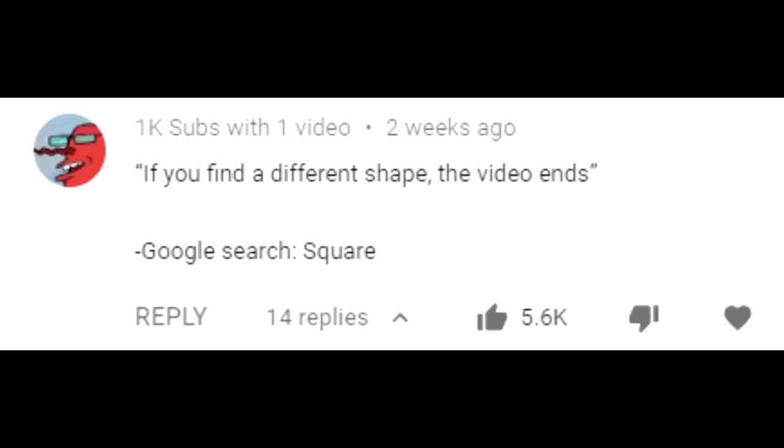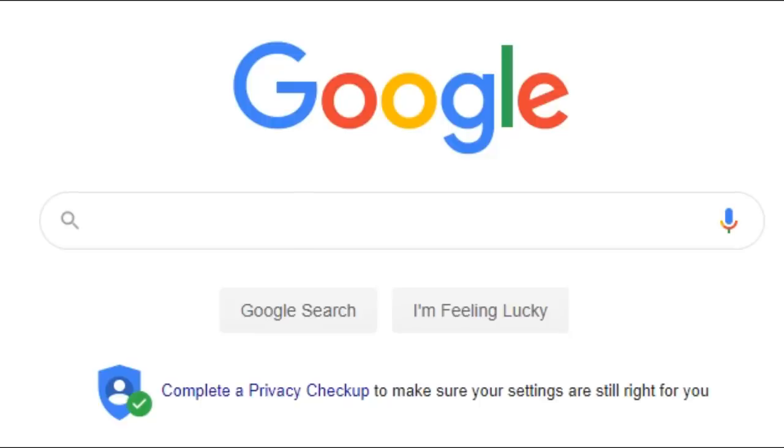If you find a different shape, the video ends. Google search square. You know what? No. I'm gonna be a rebel, you know? I've been listening to you guys request so much. I'm not gonna search square. No. I'm gonna search up triangle. Yeah, I'm a rebel. That's right. So, basically, if I find a different shape besides triangle, the video ends.